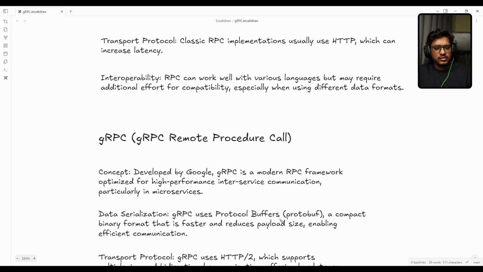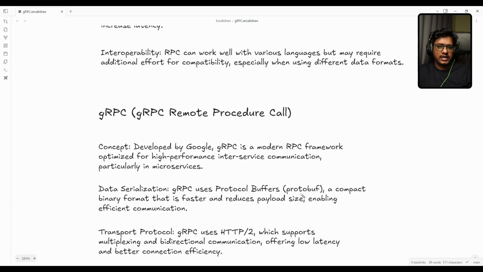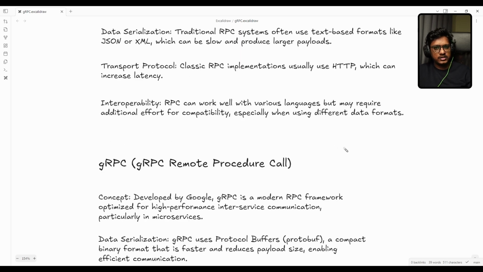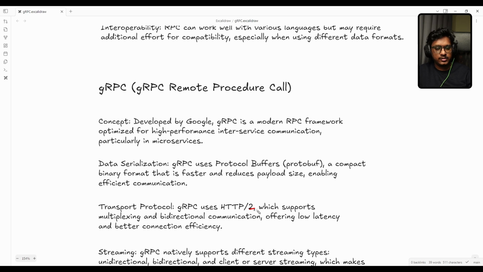gRPC uses protocol buffers, in short called protobuf, a compact binary format that is faster and reduces payload size, enabling efficient communication. Whereas in JSON, we need to explicitly pass the full key and value across the whole network. And gRPC uses HTTP 2, which supports multiplexing and bidirectional communication, offering low latency and better connection efficiency. In simple terms, in HTTP 1.1, for every request, a new TCP connection will be opened. Whereas in HTTP 2, the main advantage is that with one TCP connection, we can trigger multiple requests on the same TCP connection, and it also supports bidirectional communication.